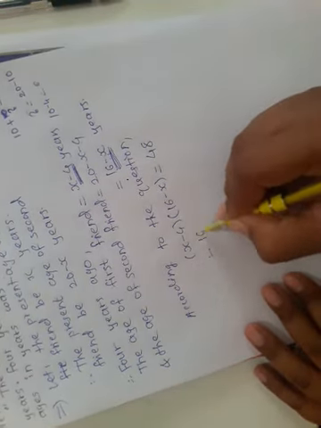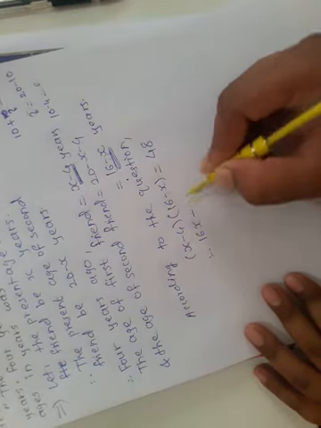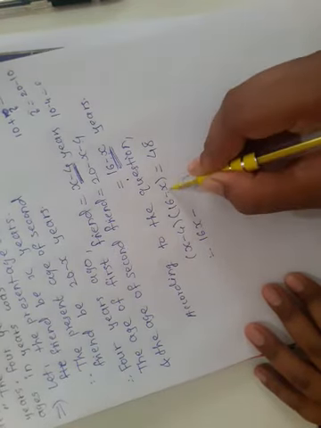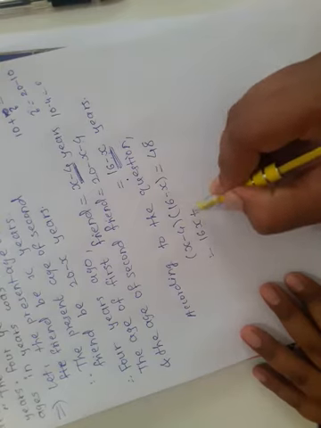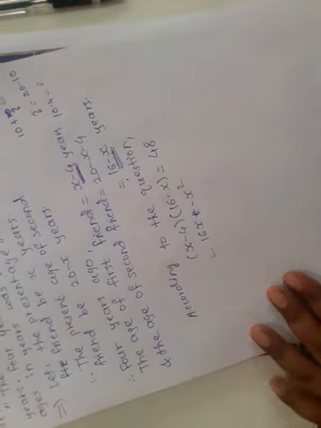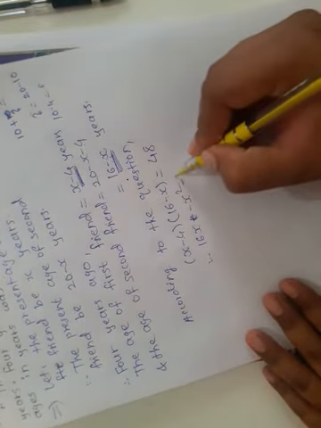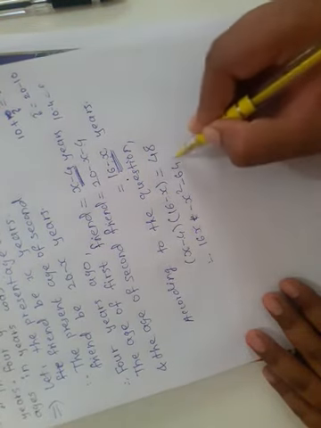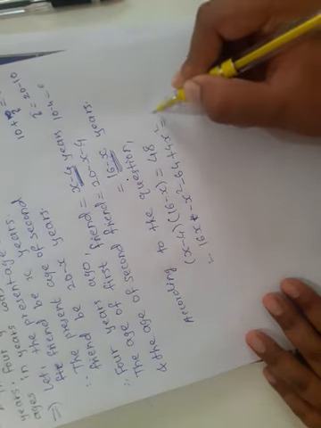X minus 16 is 16x, minus x into x is minus x square. Minus 4 into 16 is minus 64, and minus 4 into minus x is plus 4x square, equal to 48.